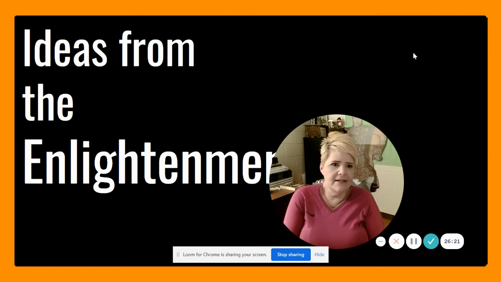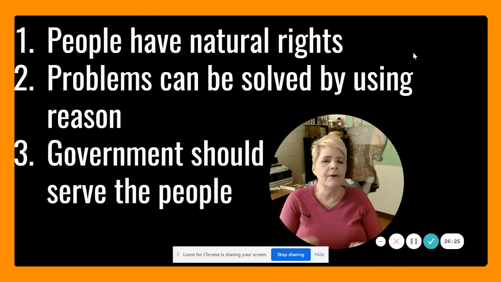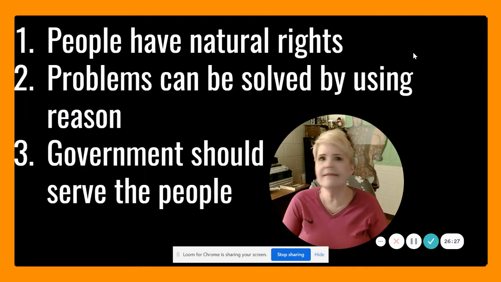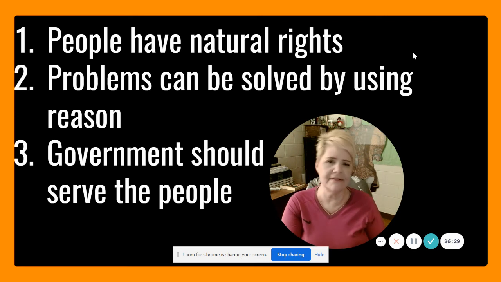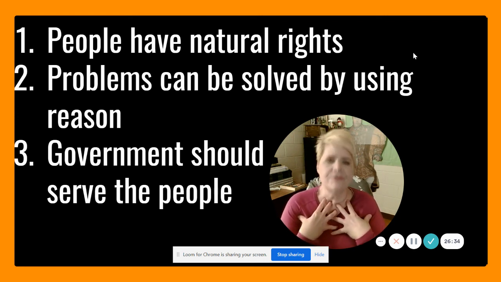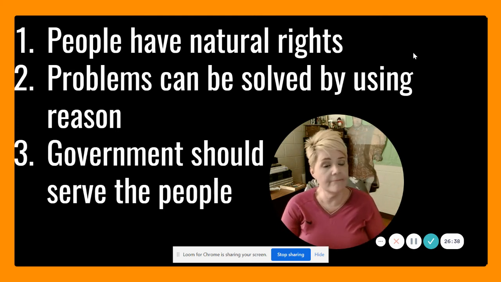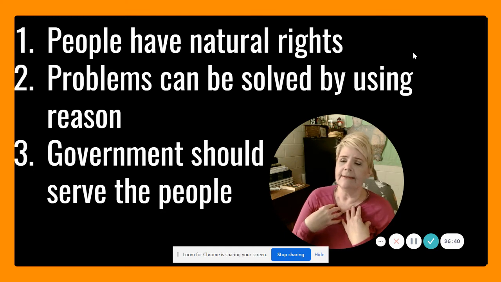So what are some of the ideas that came out of the Enlightenment altogether? Number one, people have natural rights. We've been discussing this since the academic vocabulary section. Everyone, because you're a human being, has rights, and you do not let the government take those rights away from you. They can govern them, but they cannot take them away from you.